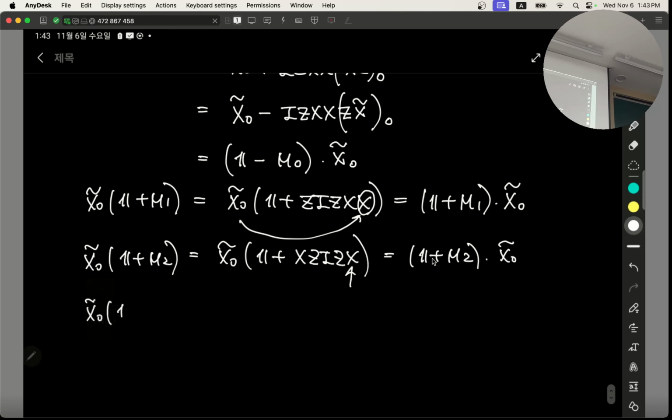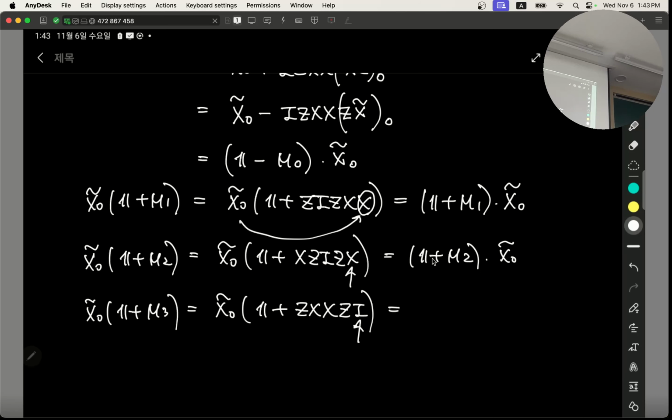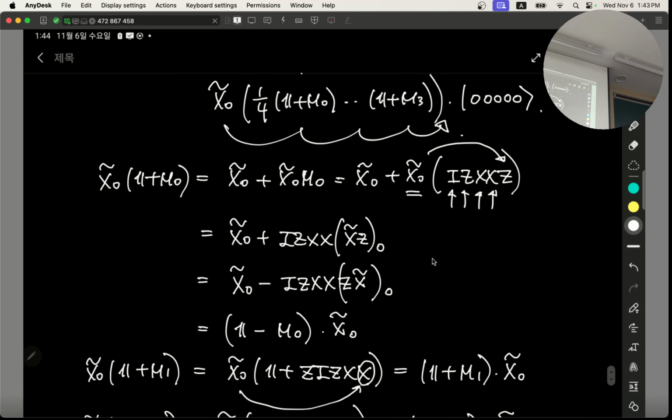And how about m3? So what is it? 1 plus z x x z I. Well, it's an I, but there's one z. I'm sorry, I was looking at a different thing. So we have x, x, z, I, z. Okay, so now it changes the sign again: minus m3 times x0.